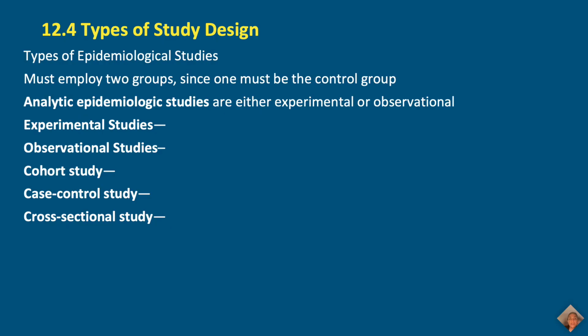There are different types of epidemiological studies. Normally you have to have two groups. One needs to be the control. So if we're examining a disease, the other group is the one that doesn't have the disease. Analytic epidemiology studies are experimental or observational. Experimental studies are really known as intervention. If they're well done, they're typically considered the gold standard, right?